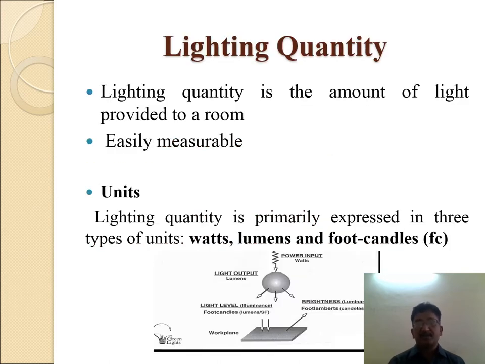First, light quantity is nothing but the amount of light provided on a particular area, which can be easily measured. The units of light are of three types: watts, lumens and foot candles. The input to the light is measured in watts, the light consumption itself, and the output of the light we can measure by the unit lumens.